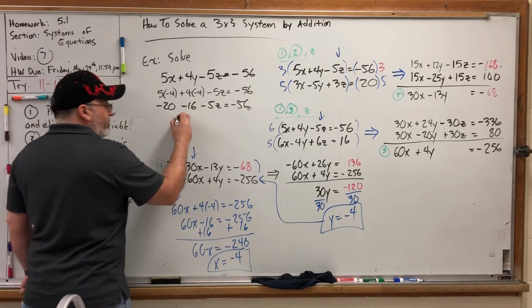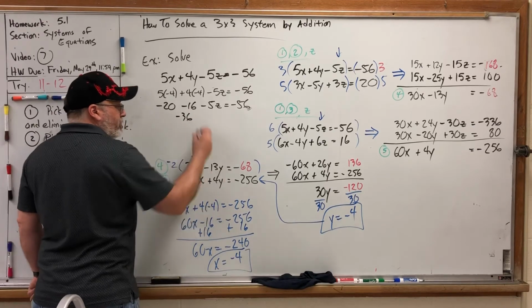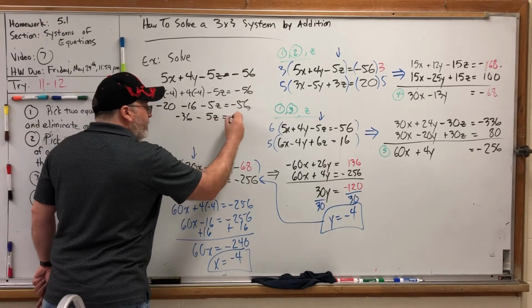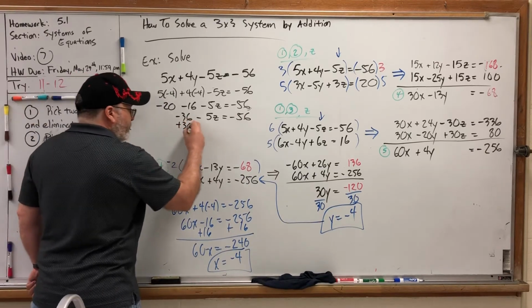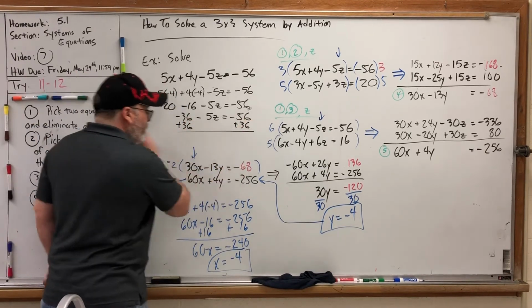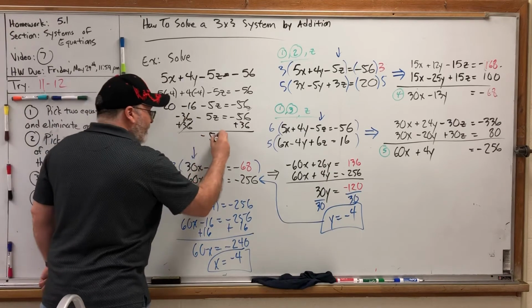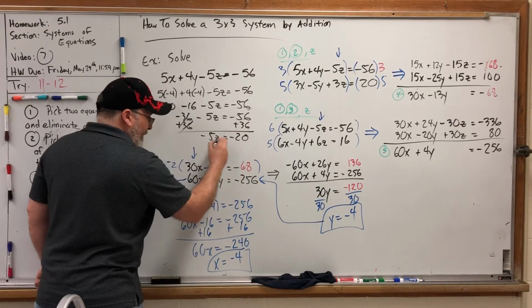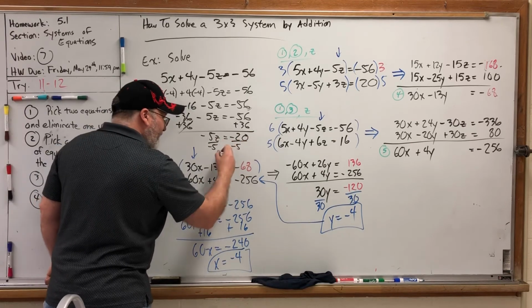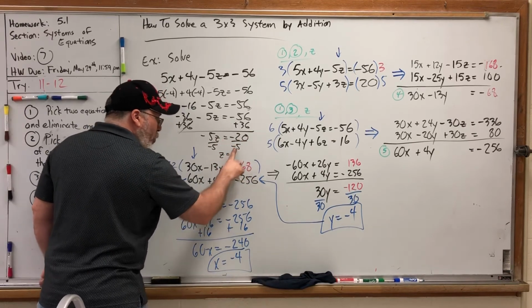Negative 20 and negative 16 is negative 36. Minus 5z equals negative 56. Add 36 to both sides. We get negative 5z equals negative 20. And divide both sides by negative 5. And we get z equals 4.